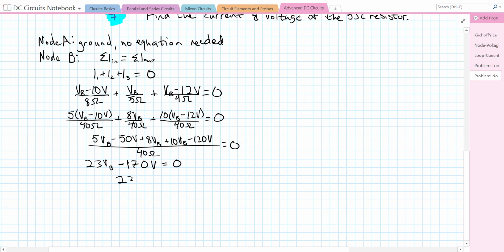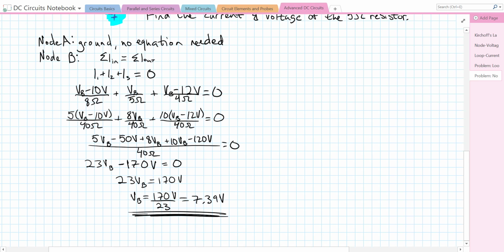We then get 23 VB is equal to 170 volts, or VB is equal to 170 volts over 23. And that gives us the voltage of node B, or the potential. 170 over 23 is 7.39 volts. So that's not quite our final answer, but we're pretty close.